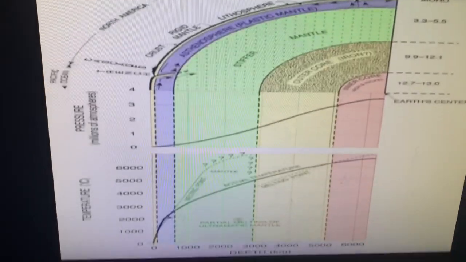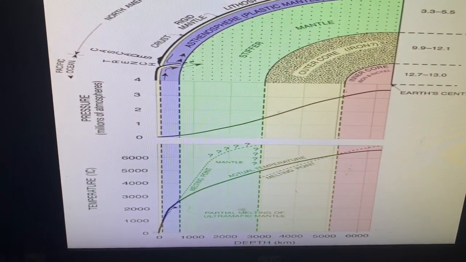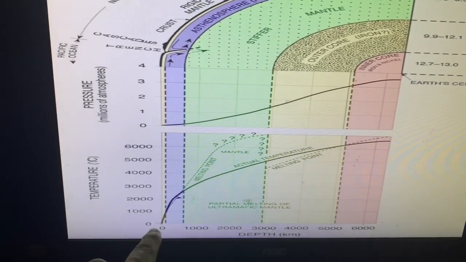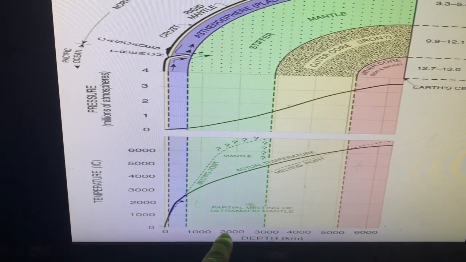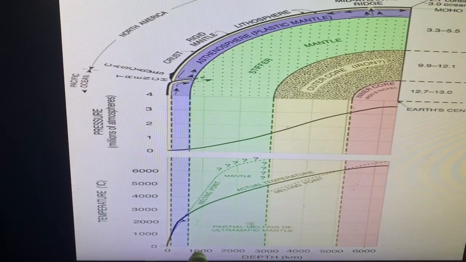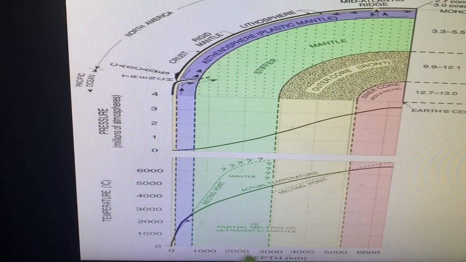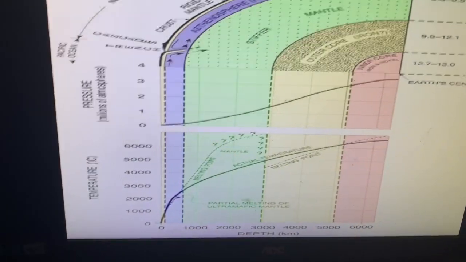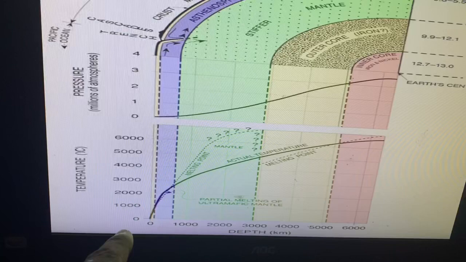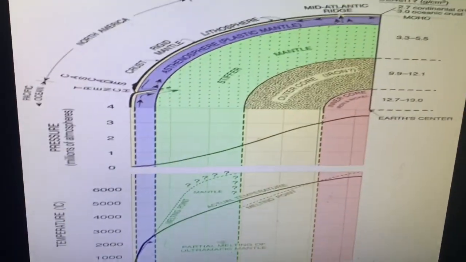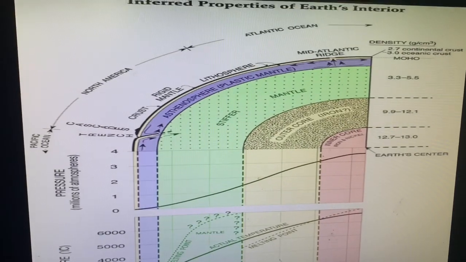In terms of actual depth of the different layers, you have them right here. So if you look right here, all the way down at the bottom, you have the different depths in kilometers. So if you're asked a question, you can use this chart to figure out the depth of it, or the differences, or how far it takes to go from one layer to another layer, just by looking at the x-axis in this chart. Okay?